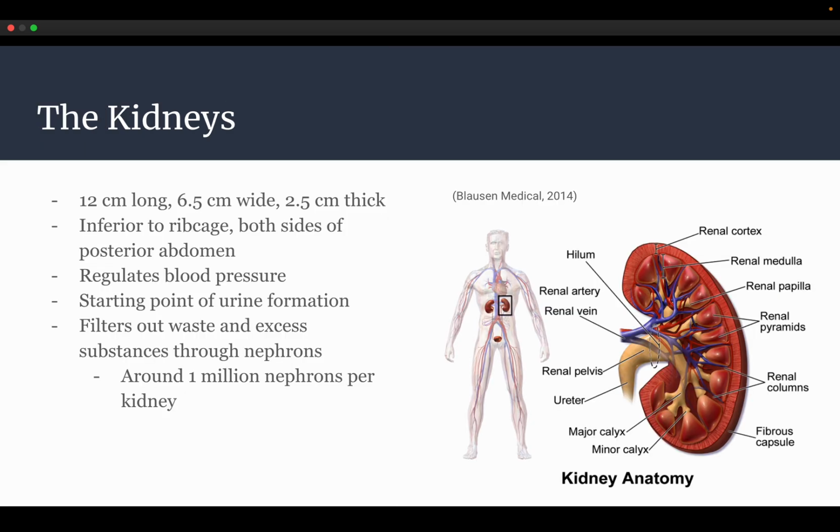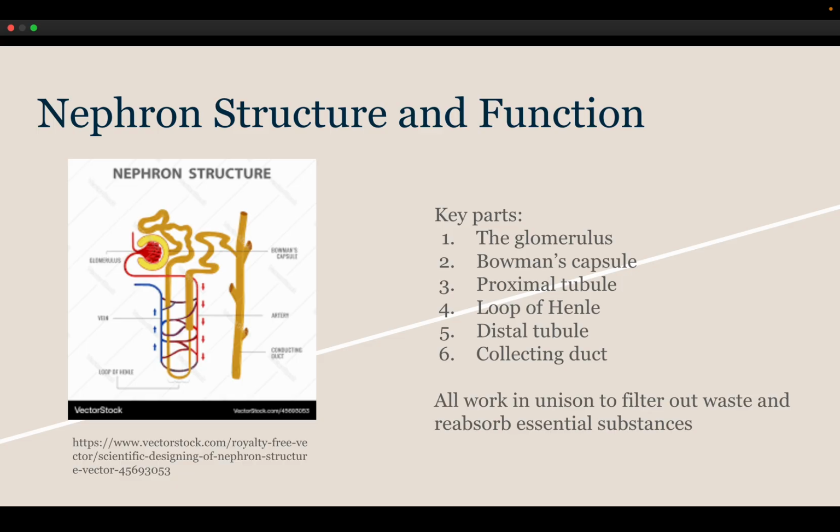The first organs we'll be covering are the kidneys, which are about 12 centimeters in length, 6.5 centimeters in width, and 2.5 centimeters in thickness, and are located inferior to the ribcage and on both sides of the posterior abdomen. These organs play a part in regulating blood pressure as well as being the initial point of urine formation, working constantly to filter the body through processing waste and excess substances from the bloodstream. This filtering is done through small units called nephrons, of which there are around 1 million in each kidney. These nephrons consist of multiple parts as well, all with their own function that we will cover going forward.